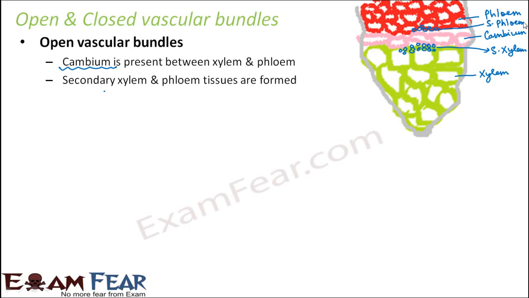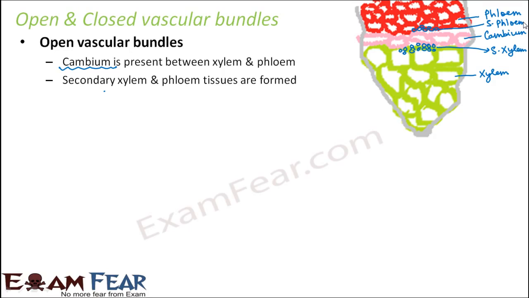So secondary xylem will be formed only during secondary growth. I mean, it will be formed only when we talk about the increase in girth, when the width of a plant part increases. Only when cambium comes into picture, secondary xylem and secondary phloem come into picture.